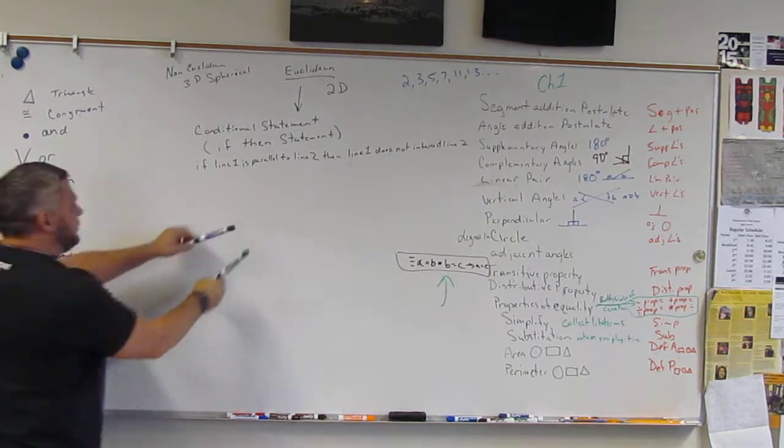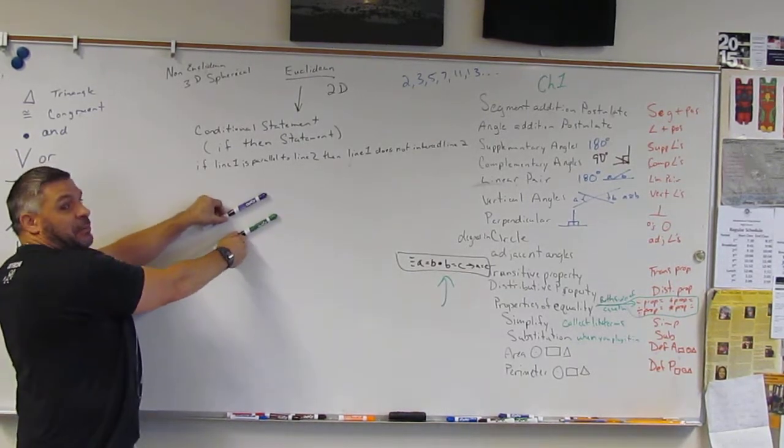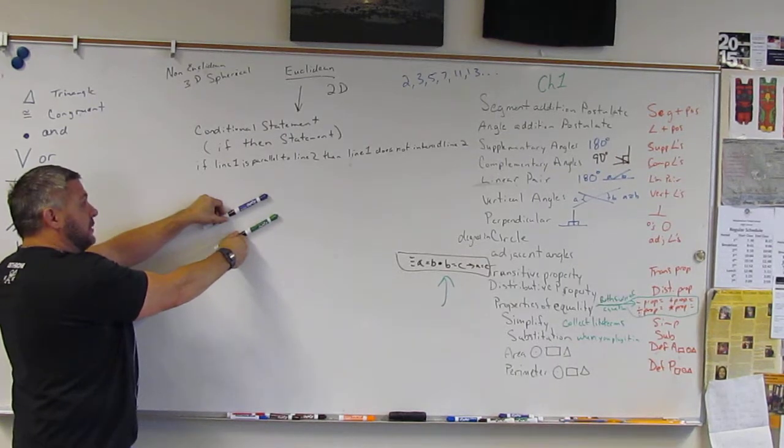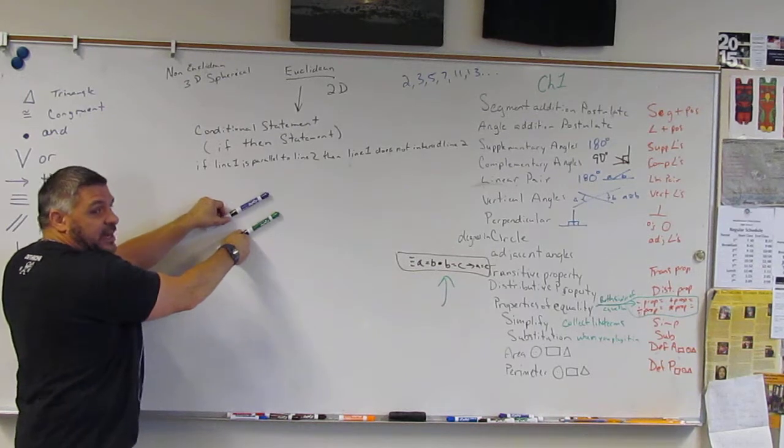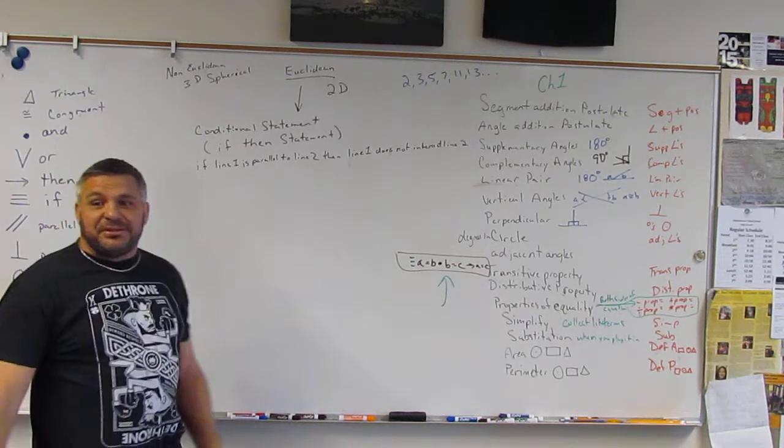Like we said, if two lines never touch, they're parallel. If two lines are parallel, then they never touch. They never intersect, except in three-dimensional space.